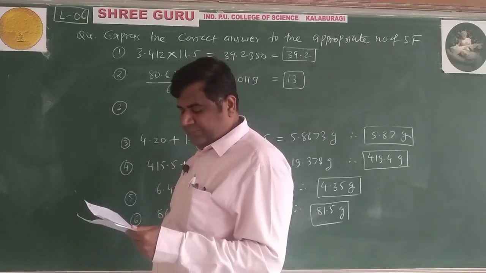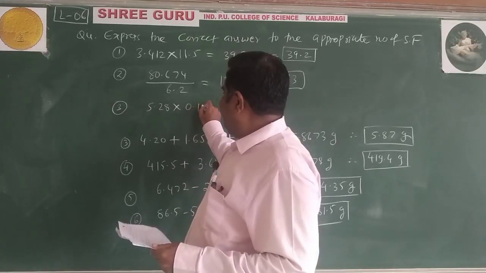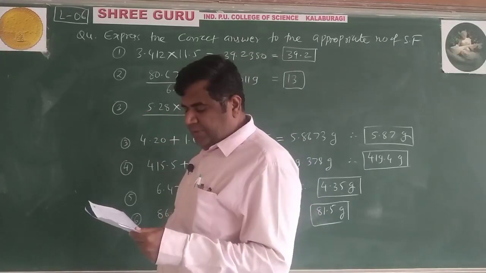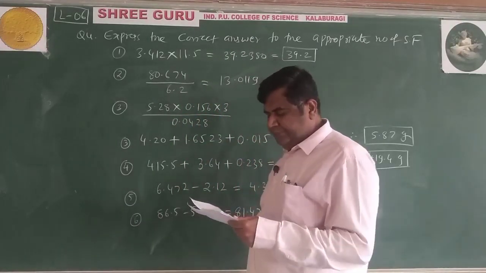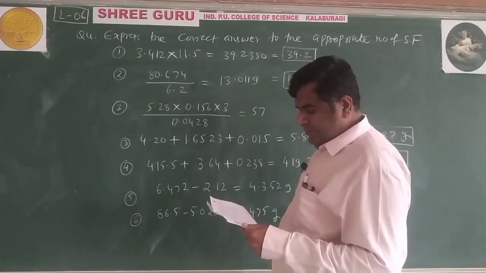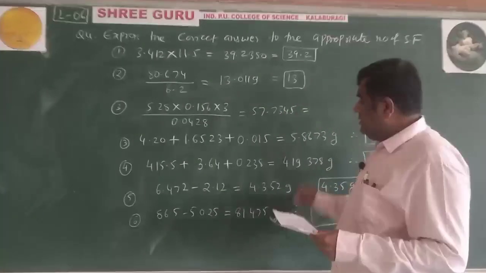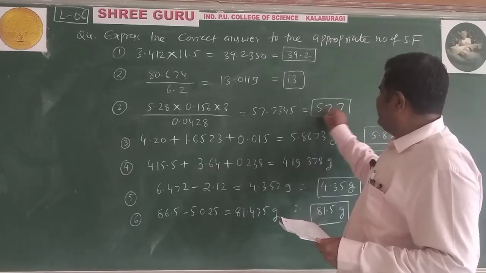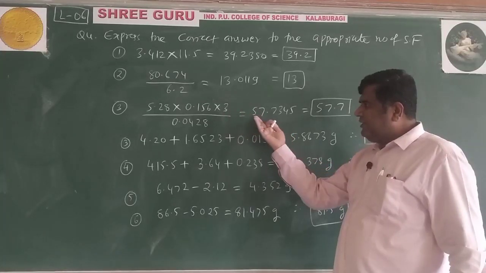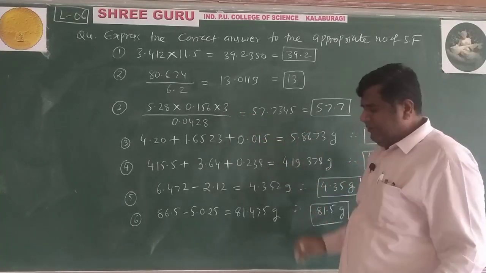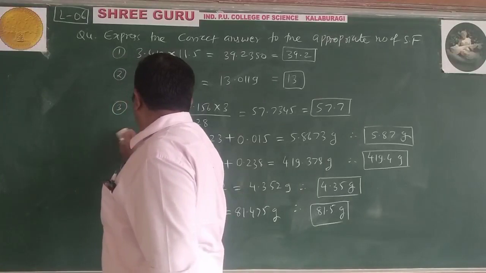See the third one. 5.28 multiplied by 0.156 multiplied by 3, 0.428, and this is 57.7345, and I have written it as 57.7. See here, 3 has only one significant figure. If this is to be reported to only one significant figure, the answer would have been 5, but it's not correct. That's why we have done like this. Right, now one more, the last one.